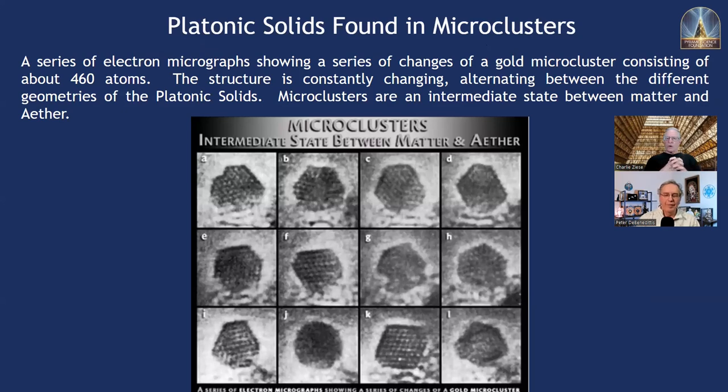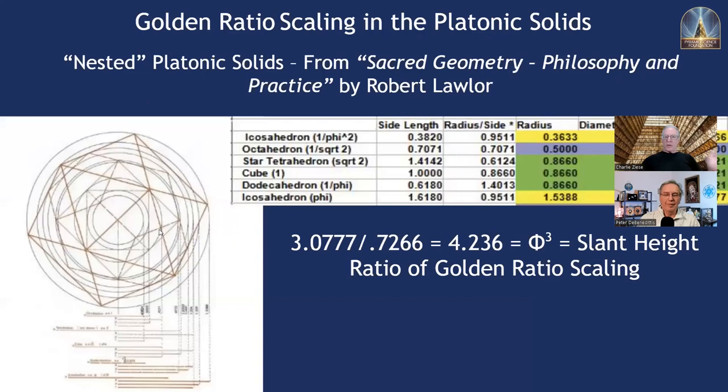Now, microclusters are actually an intermediate state between the ether and solid matter. And this is just a distillation of some photographs that were taken. They were putting gold atoms into this tube, and what they found was that they would morph, they would change from one Platonic solid form to the next. So all of this is not at all just random, you know, pie in the sky theory.